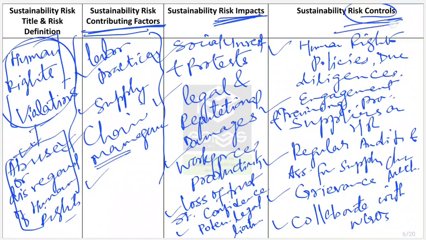Then what were the controls for this? We have seen one by one: human rights policies effectively should be implemented, conduct due diligence programs, right? Engagement and training for the suppliers on human rights. Okay, then regular audits, of course, monitoring and performance measurement or progress tracking programs should be implemented. Also assess or evaluate the supply chain related to human rights, and as well we need to establish grievance mechanisms and collaborate with NGOs and other stakeholders to address the human right issues.